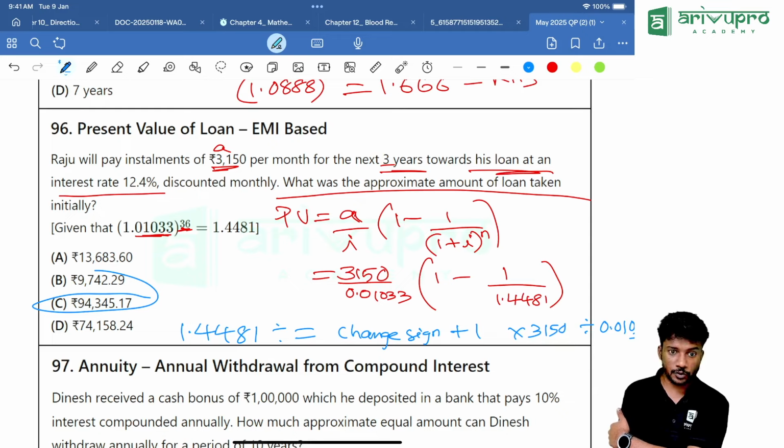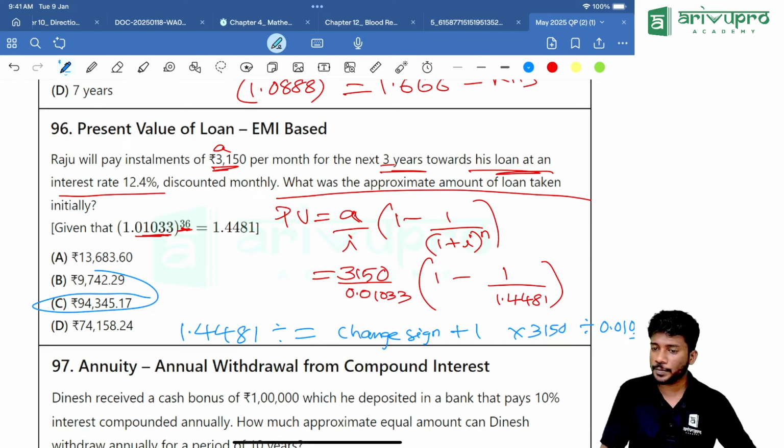Everyone practice the questions from blood relation. Okay. With practice only you will become better. I'll send the workbook in the group in some time.